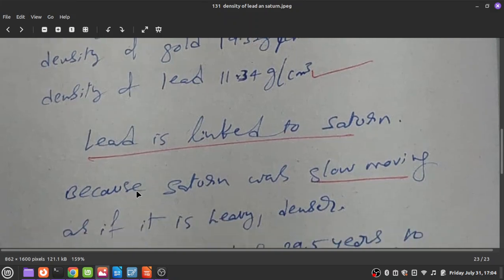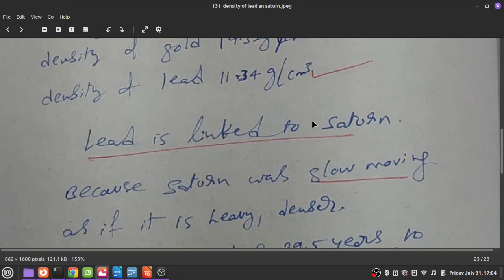Why? Because Saturn is a very slow moving planet, as if its mass is very high. In this practical world, we see that people of heavy weight walk very slowly, and so the ancients assumed that Saturn is moving very slowly. The reason is that Saturn's mass may be very large. That is why Saturn was moving very slowly, because Saturn's mass is very large, and the density of Saturn is very large.